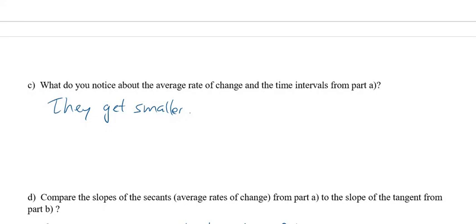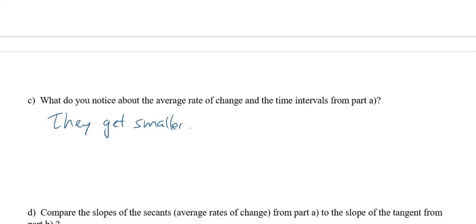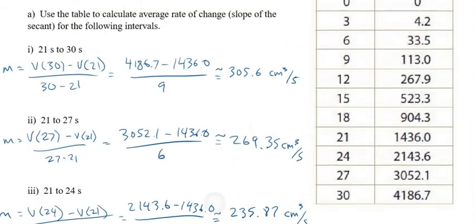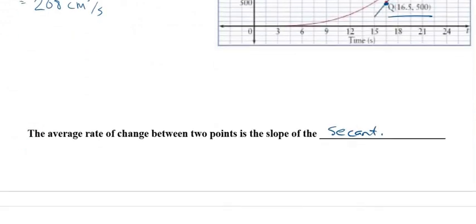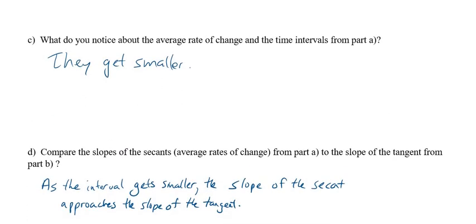So now that we've done that, let's connect our information here. So the first thing it asks, what do you notice about the average rate of change and the time intervals from part A? So the first thing you should notice is that they get smaller. In fact, they're all going in the same direction. They're going from 305.6 to 269.35 to 235.87. So in fact, they're all going in the same direction and they're gradually getting smaller. And in fact, we know that as we get that time interval smaller, we're going to start getting closer and closer to the actual instantaneous rate of change at 21.